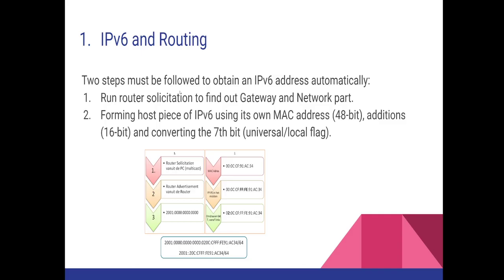For IPv6, there are 2 steps that must be followed to obtain an IPv6 address automatically. One is to run a router solicitation to find out the gateway and the network part, and two, forming the host part of the IPv6 address using its own 48-bit MAC, extending it to 64 bits, and converting the 7th bit to the universal/local flag.